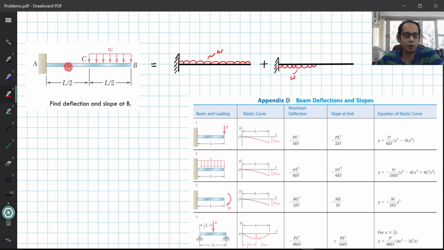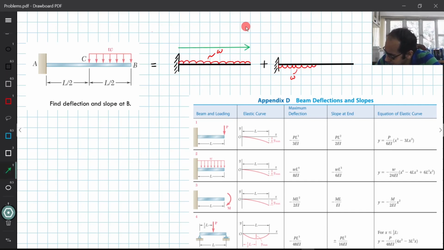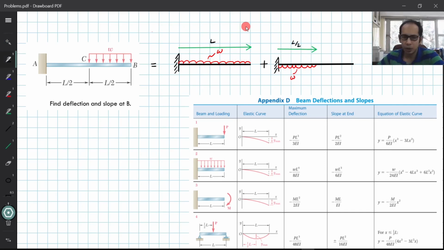What I have drawn is that in the first beam I have spread the UDL from the left end to the right end, similar to this one over here. So now it spans the entire length L, and to get back the original beam I must subtract the load which acts over L/2. So this total length is L and this one acts over the span L/2. Let me mark that over here, L/2, and eventually if you add these two beams you get this particular beam.